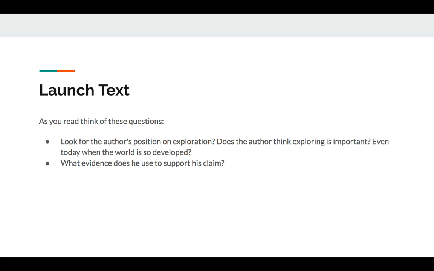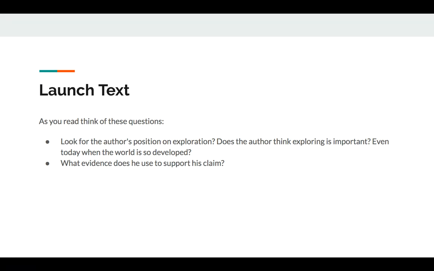As you read, you want to look at the way the author builds a case, and you want to mark the text with a highlighter or anything like that to help you answer this question: what is the author's position? Does the author think that exploring is important, even today with the world so developed? And what evidence does the author use to support it? On page 404, you just have a short few paragraphs where you are going to be reading and then looking at what the author's position is, what he thinks about exploring, and what evidence supports the claim.